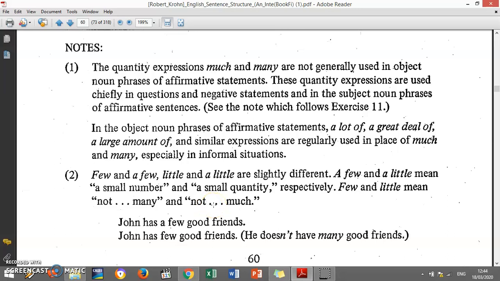Okay, so far about countable and uncountable nouns, do you have any questions? If you have any questions, please go back to the group and we will continue the discussion on countable and uncountable nouns.